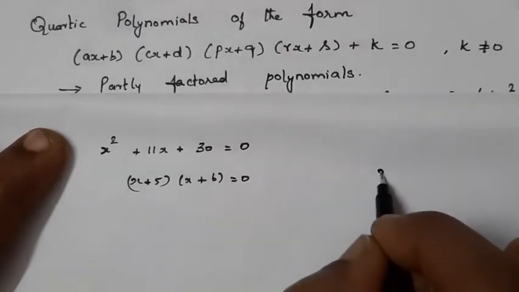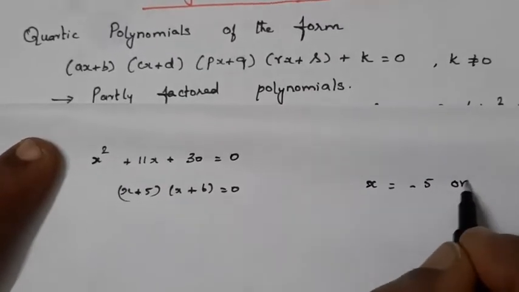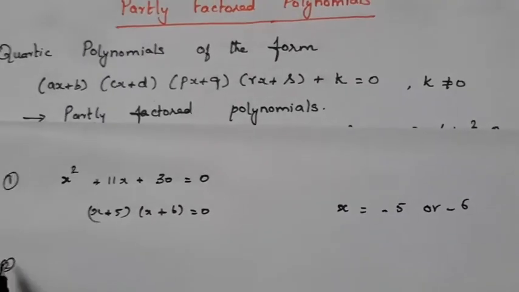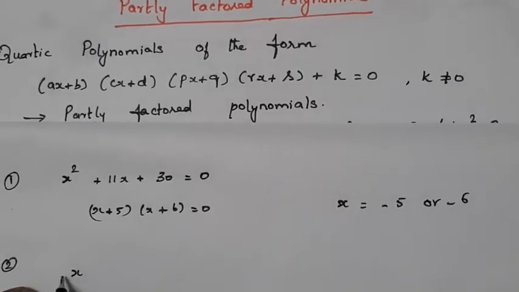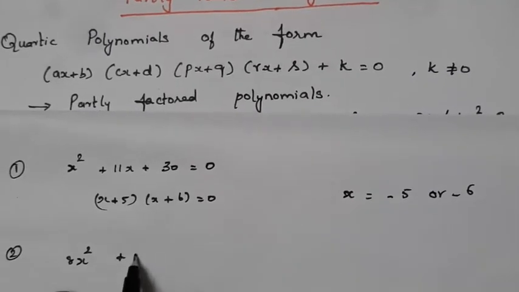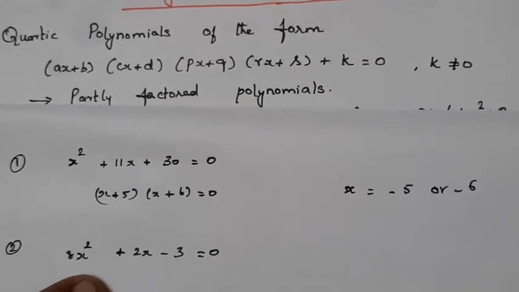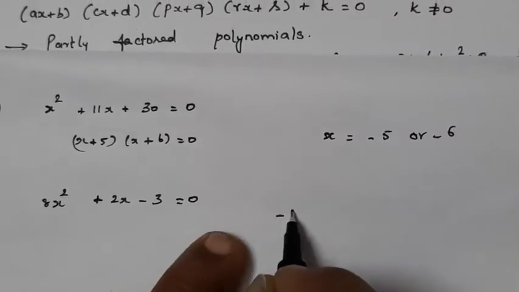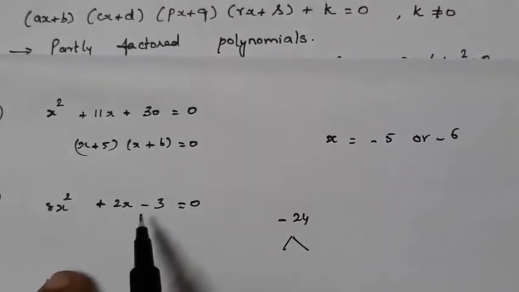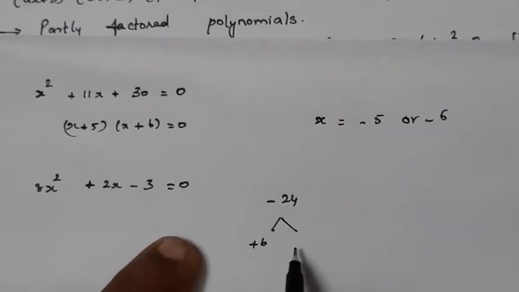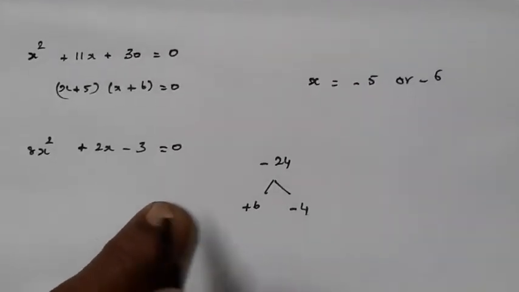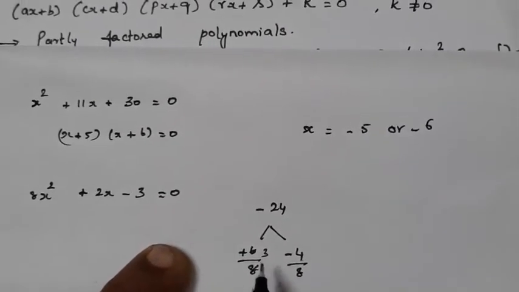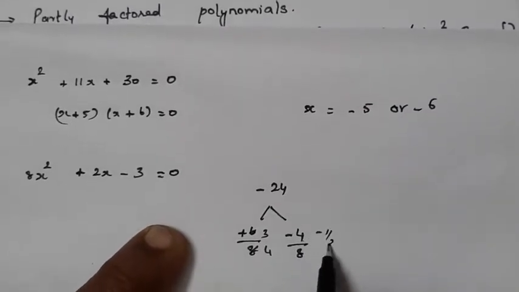If you solve this, what would be the solution? The solution will be minus 5 or minus 6, okay? Then consider another one, that is 8x squared plus 2x minus 3 equal to 0. Then 8 into 3 is 24, that is minus 24, and the difference should be plus 2, which means plus 6 and minus 4, right? Then you have to divide by 8, and it simplifies to 3 by 4 and minus 1 by 2, okay.